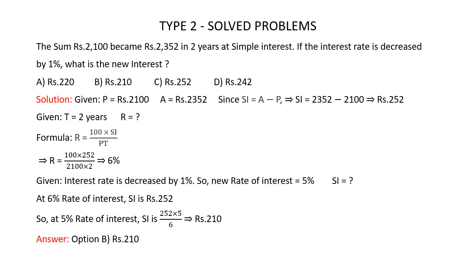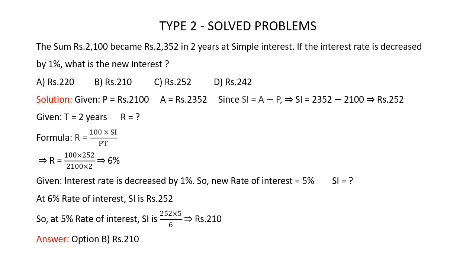Now it's given that the sum rupees 2100 became rupees 2352 in 2 years. So principal is rupees 2100, amount is rupees 2352 and time is 2 years. Now we know that simple interest is equal to amount minus principal. So simple interest is equal to 2352 minus 2100, which is nothing but rupees 252. Now it's given that the interest rate is decreased by 1%. But here we do not know what is the original rate of interest.